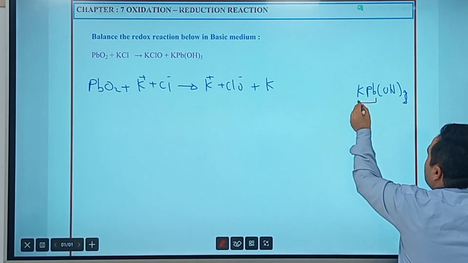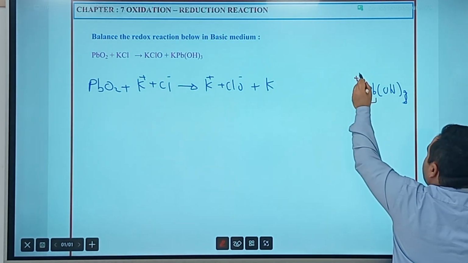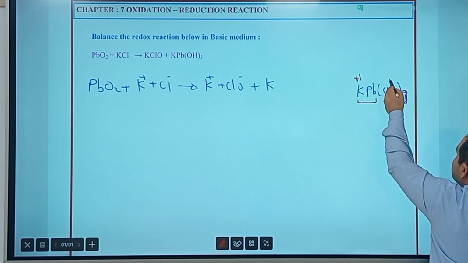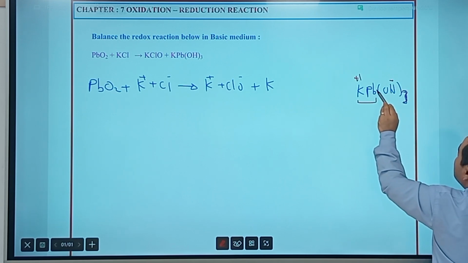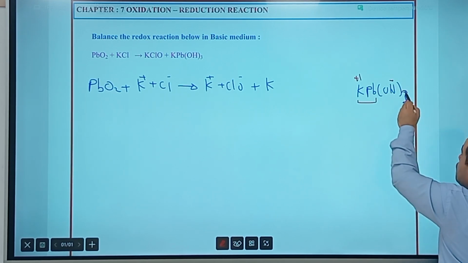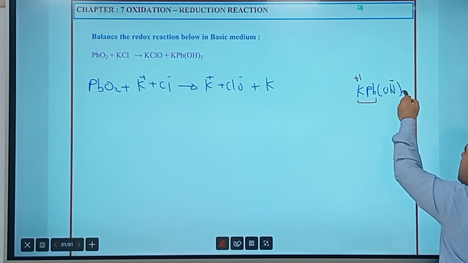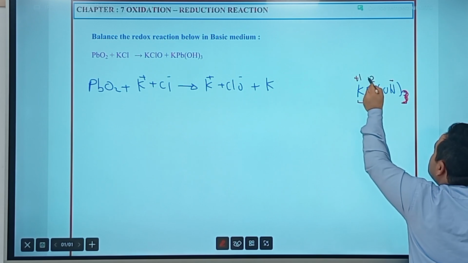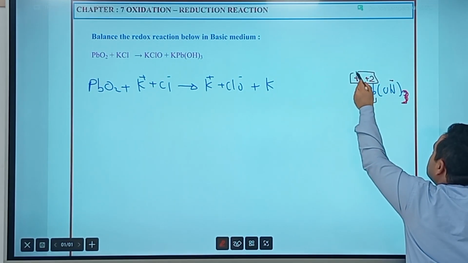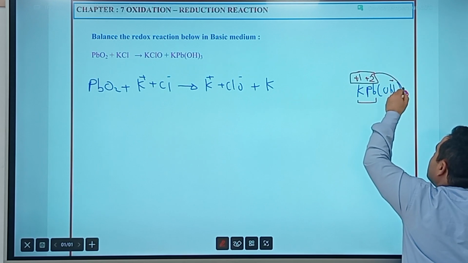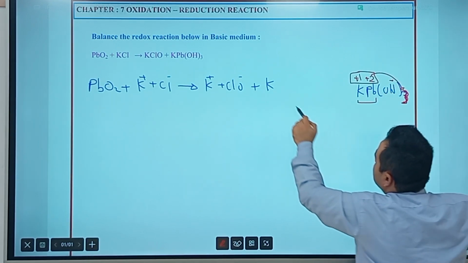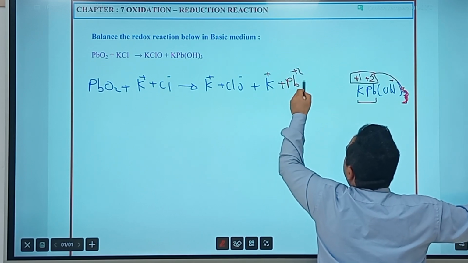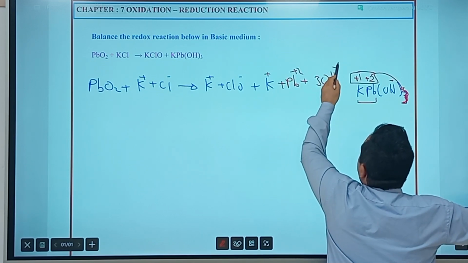Guys, K and Pb, they are both metals. K is positive 1, okay? The hydroxide is negative 1, you know that. What will be the Pb charge in order to get positive 3 out of the bracket? This should be positive 2, to add to the positive 1 of potassium to get positive 3. So in this case, K is positive 1, and then Pb is positive 2 plus 3 OH negatives.